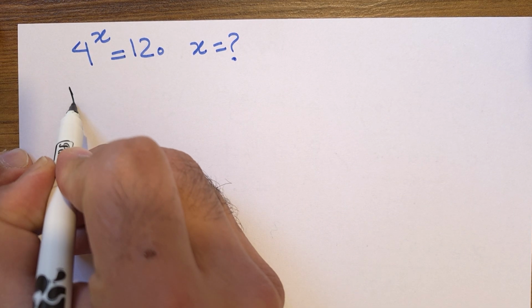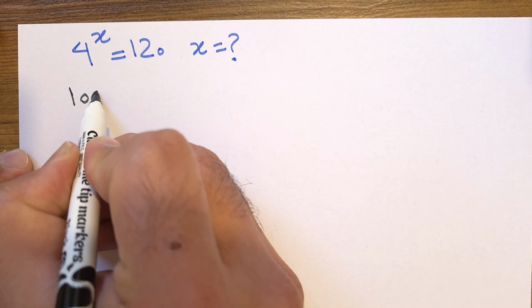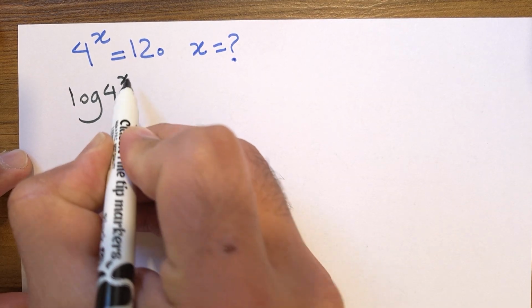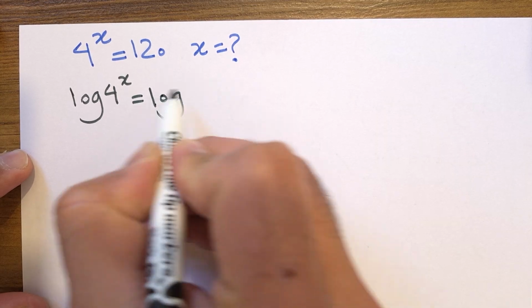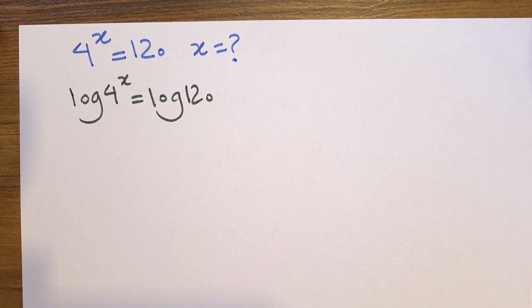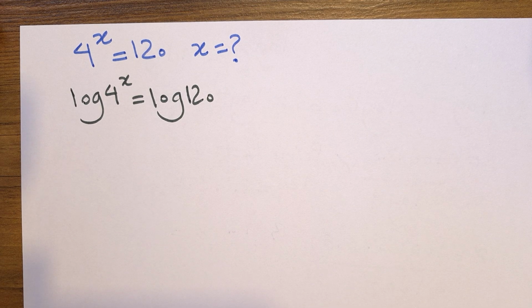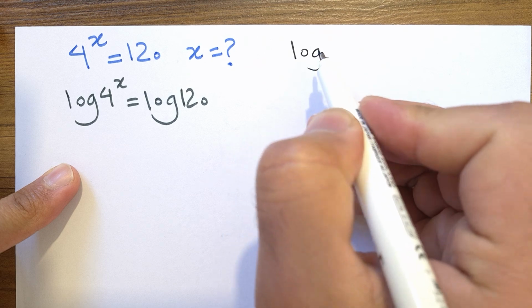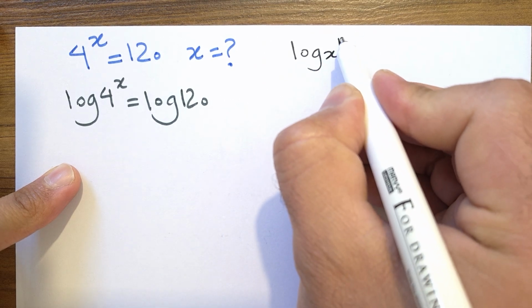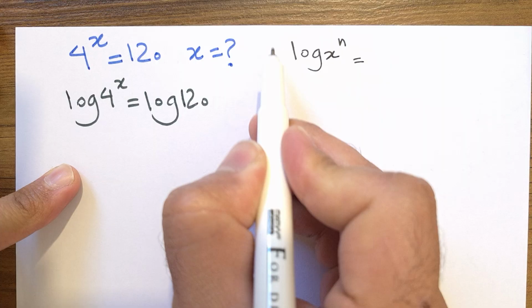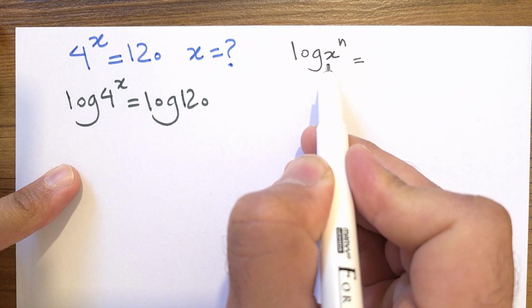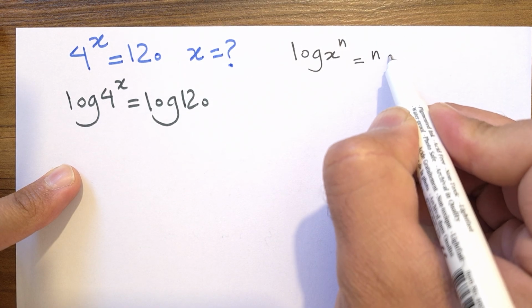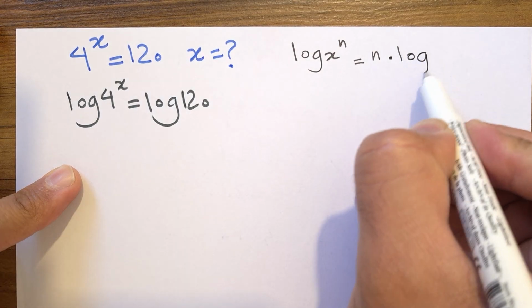So we take log from both sides. So log 4 to the power of x equals log 120. Okay, so what is the next step? Next step is applying some power rules, the logarithm power rule. For example, whenever we have log x to the power of n, we can take the exponent out and multiply that by the log here. So it equals n times log x.